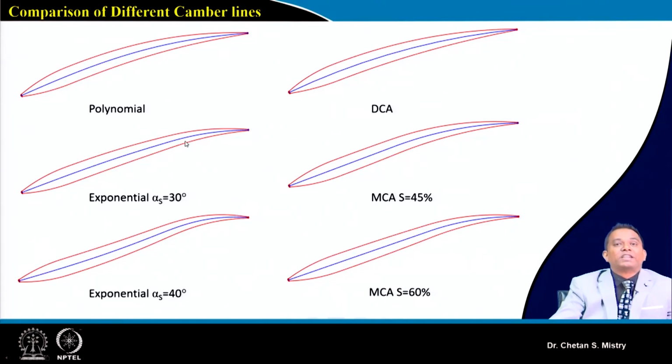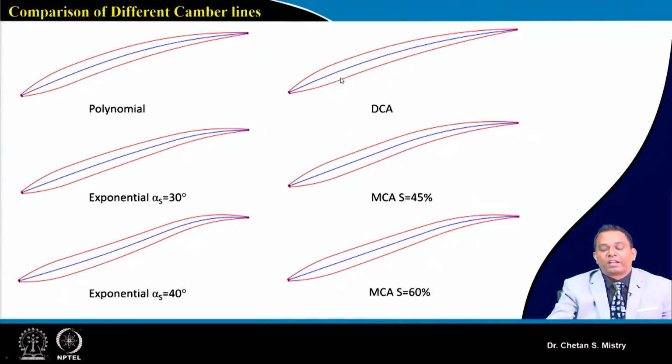This is a 70% location, we say it's an inflection point, it is placed at 70%, and my alpha s, that's the angle, we are putting 30 degree. Suppose we put that as 40 degree, you can see the variation of the shape of this aerofoil. You can clearly see the difference between these two.